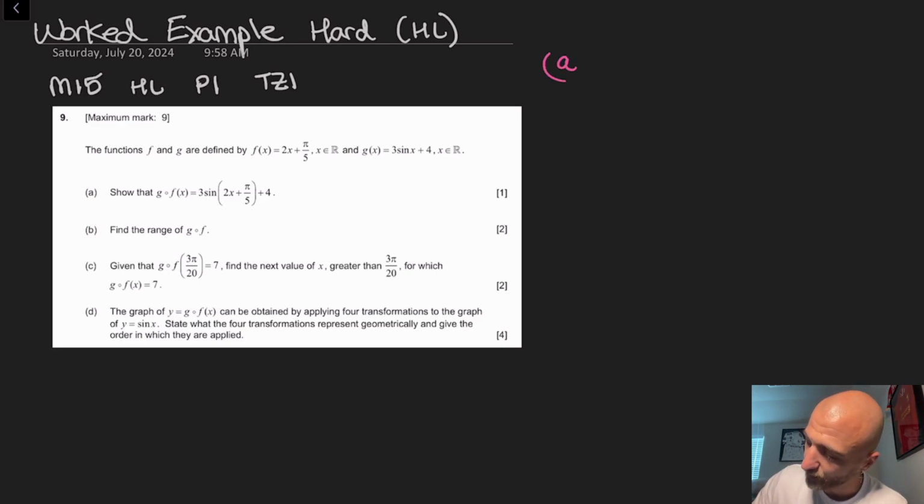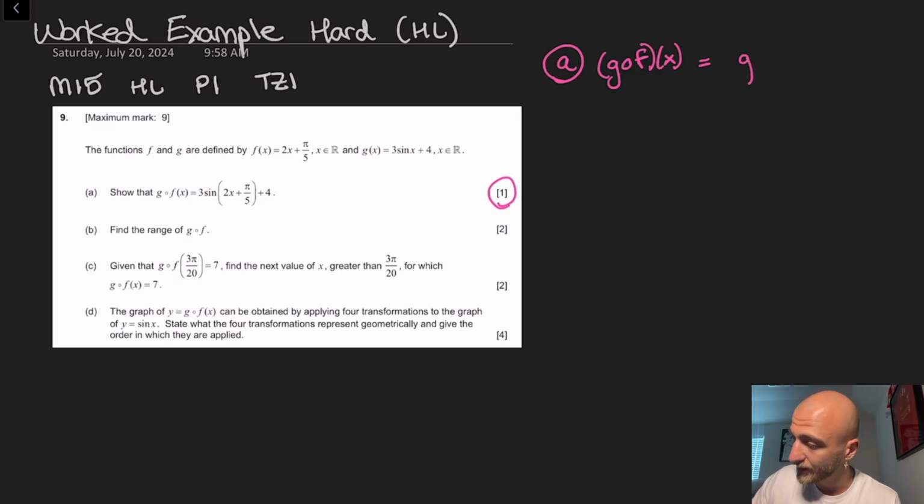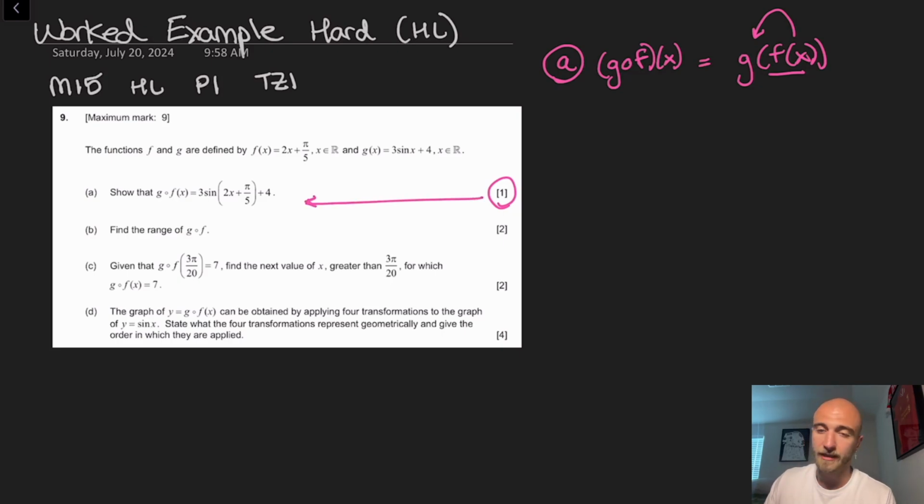Part A of this question is we have to show, for 1 point only, that the composite function g of f of x is 3 sine of (2x plus pi over 5) plus 4. Should be pretty straightforward. Remember that a composite function g of f of x means we take the f of x function and plug it into the g function, and that should give us exactly the given function in the problem statement.